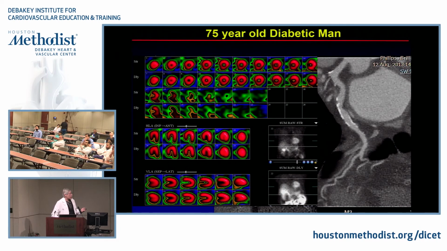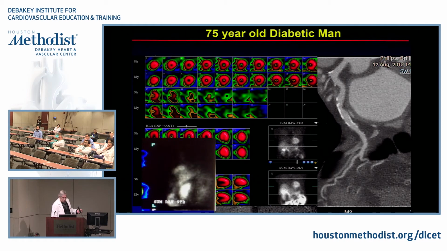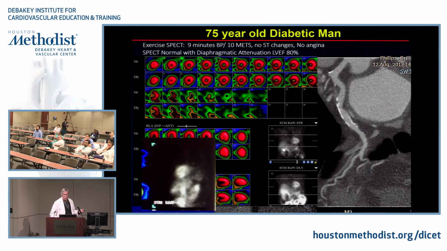And because of that, he had a myocardial perfusion scan. And the myocardial perfusion scan was basically reassuring. It was normal. There was a little bit of diaphragmatic attenuation at the base, and that is actually seen quite nicely on the rotating images, like right here. You can see a lot of diaphragmatic attenuation. So this was also a patient of mine, and actually he exercised pretty good. He had 9 minutes on the Bruce protocol, 10 METs, no ST changes, no angina. And again, he had a good ejection fraction, and he just had some diaphragmatic attenuation.